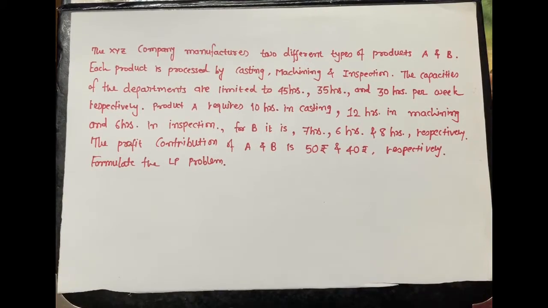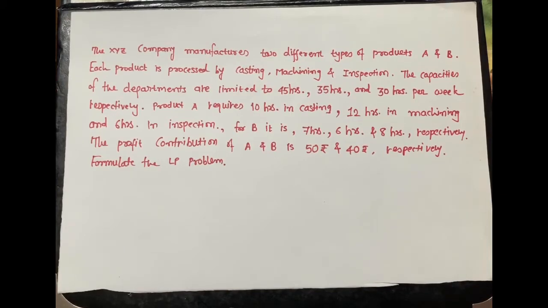I am repeating the statement that a company manufactures two different types of product A and B. Each product is processed by the casting, machining and inspection. The capacities of this department are 45 hours, 35 hours and 30 hours per week. Product A requires 10 hours in casting, 12 hours in machining and 6 hours in the inspection. For B, it is 7 hours, 6 hours and 8 hours. The profit contribution of A and B is 50 rupees and 40 rupees respectively.